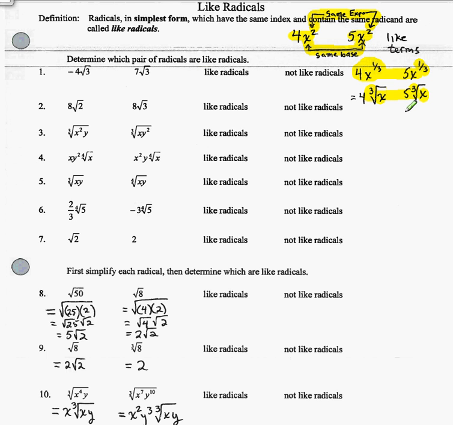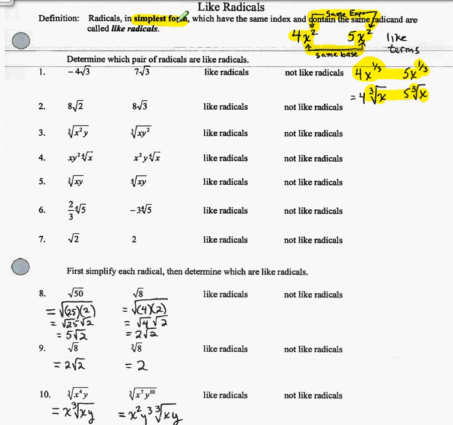So what's the requirement to have like radicals? Like it says up in the definition, radicals in simplest form, which have the same index and contain the same radicand, are called like radicals. Now it's very important that you realize that the radicals have to be in simplest form first before you can decide whether or not they are considered like radicals.